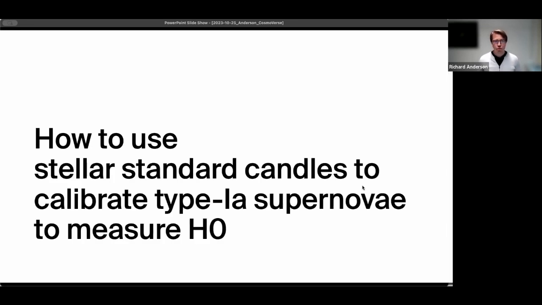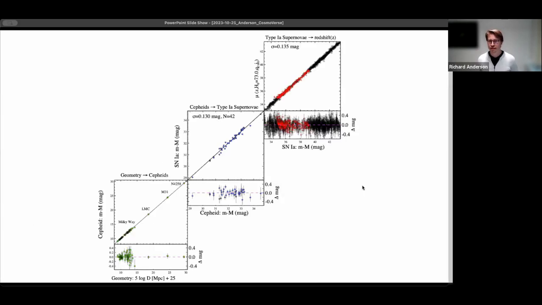So let me now very briefly summarize how we use stellar standard candles to calibrate the supernovae to measure the Hubble constant. It's a bit of a sequence of 2s here, but that of course derives from the fact that we use a distance ladder that requires these multiple steps. And so you probably know this diagram from the SHOES collaboration that shows in one go the entire fit to this distance ladder.